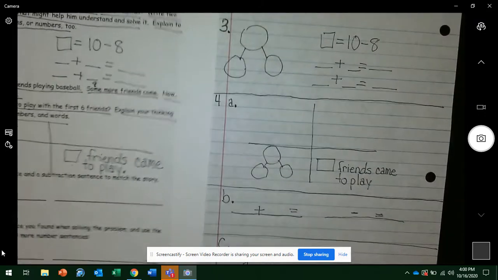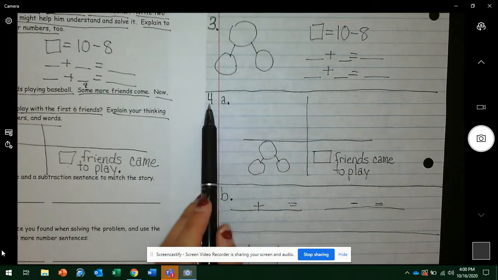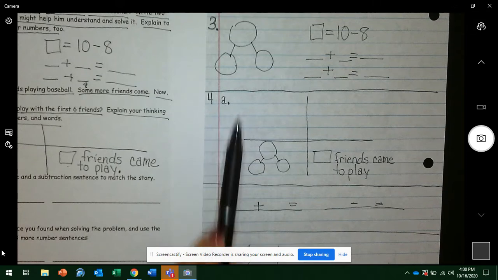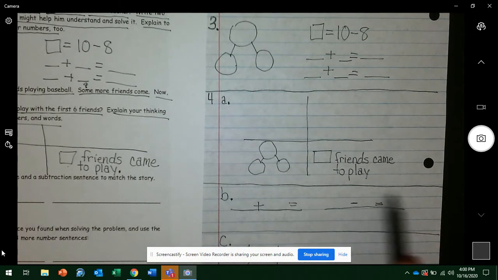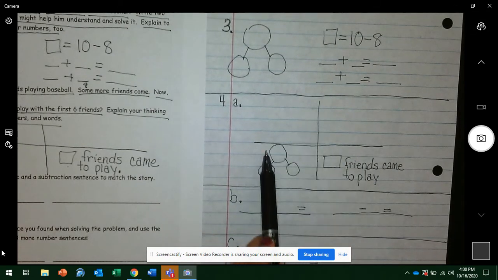If you're doing it on line paper, this is how it should look. You write 4A, make sure to put A because it's part A. You draw a line, you do your math T-chart, and you do the same parts.